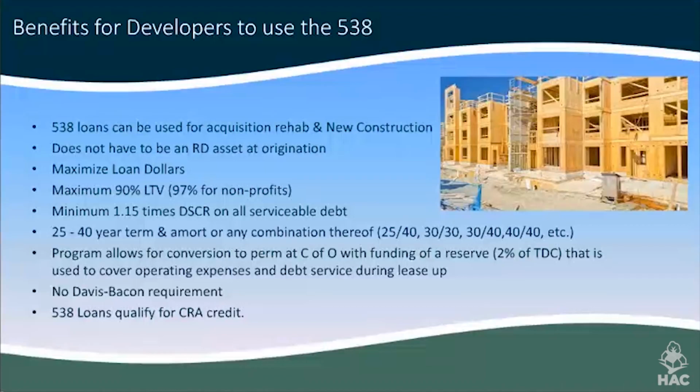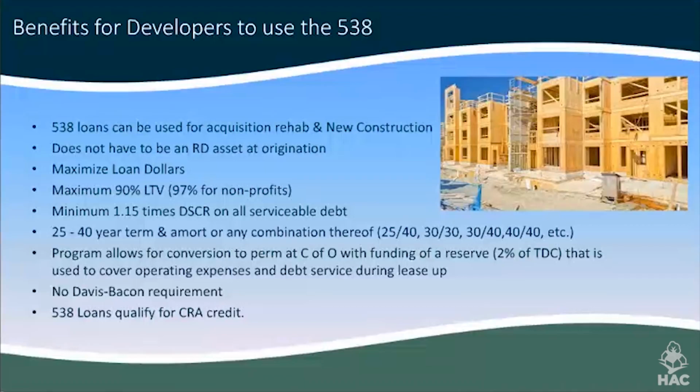The benefit of the Section 538, number one, as you can see, is that you can go up to a 40-year amortization. So you can do any combination. We have to have a minimum term of 25 years, so 25 years is a fixed rate term. You can do a combination of 25 to 40, 30, 30, 30, 40, whichever you like, but you can go up to a 40-year amortization.